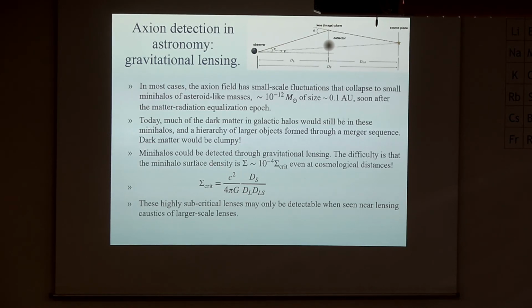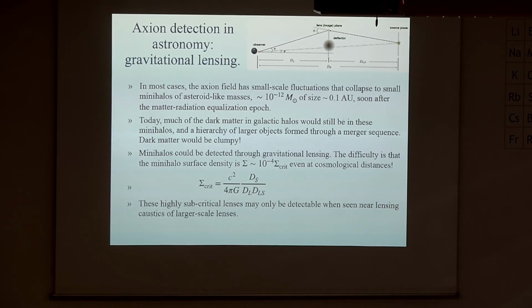You can calculate it. So the problem is these mini halos are much less than this, and that means they will never produce multiple images, and if they magnify the source behind them, the magnification is only about 1 plus 10 to the minus 4. That's pretty hard to see, okay? So that's why they're hard to detect in this way. But these highly subcritical lenses may be detectable when you look at some lensed source very near caustics of larger scale lenses, okay? And then a very small change in the surface density can produce some observable effect.